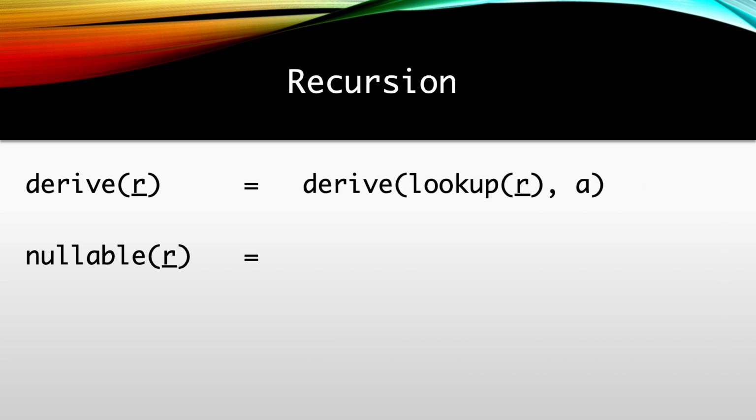Okay, so here we take the derivative. We simply have to go and look up the expression and then take the derivative of the looked up expression. And the same goes for nullable. We simply look up the expression and then calculate nullable on the looked up expression. This is very simple and it works for our case and most cases.